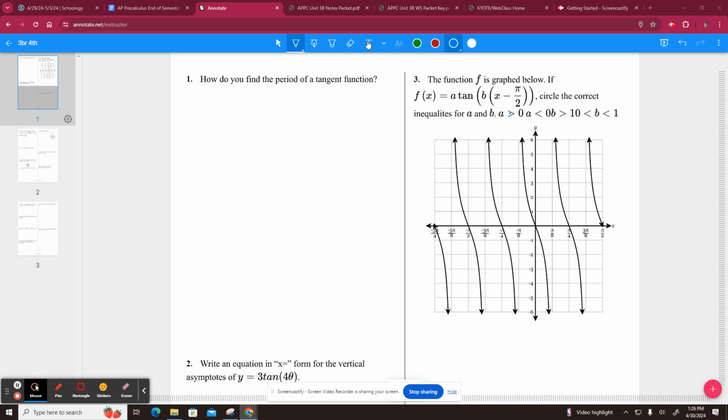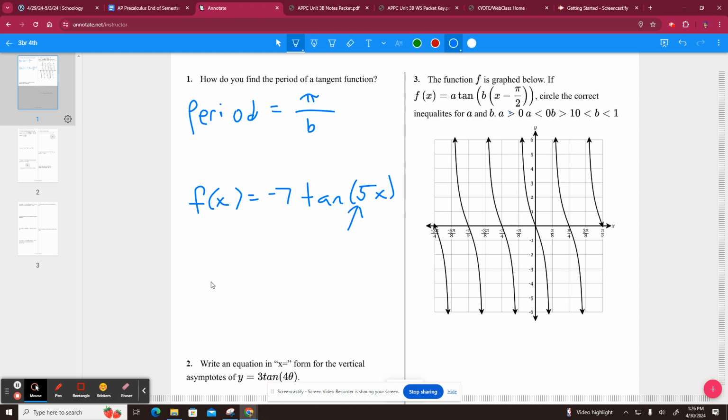So just remember that the period for a tangent function is pi over b. And I'm writing with my mouse on my desktop this time, so my handwriting may be a little worse than normal. For example, if I had f of x equals -7 tan of 5x, my b value is what's in front of the x. So my period here would be pi over b, which is pi over 5.